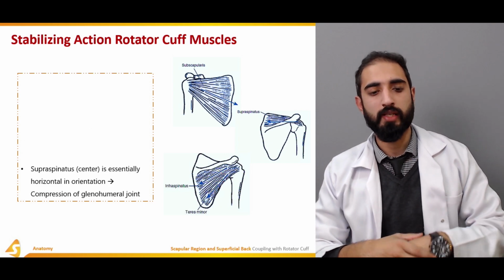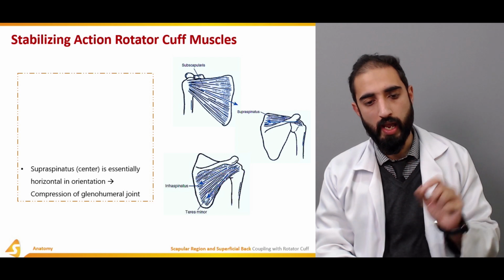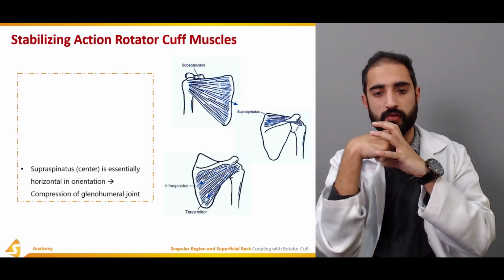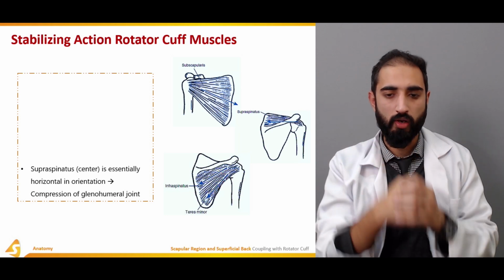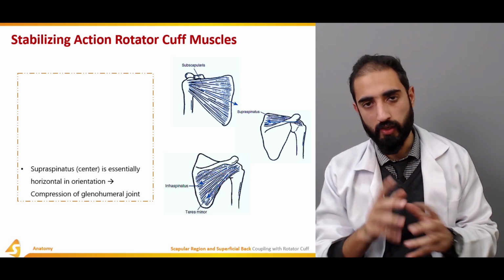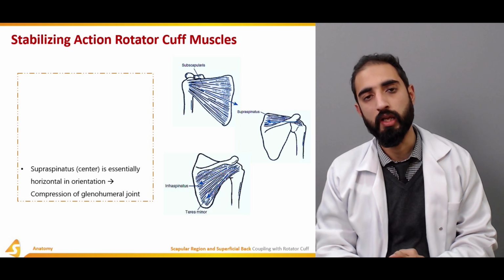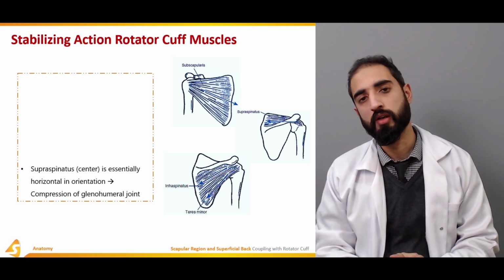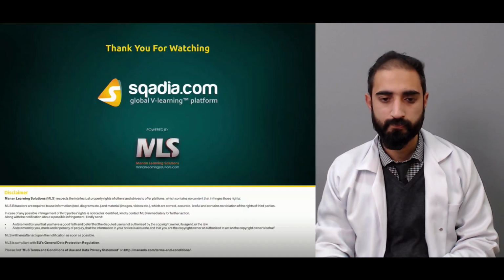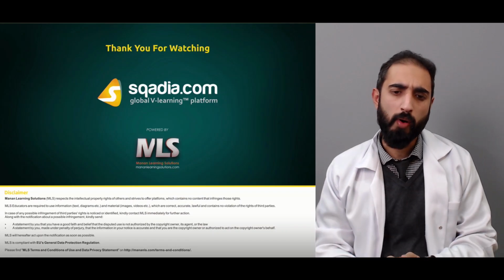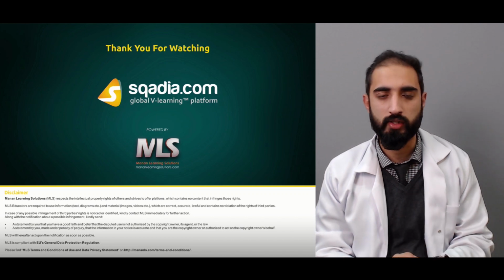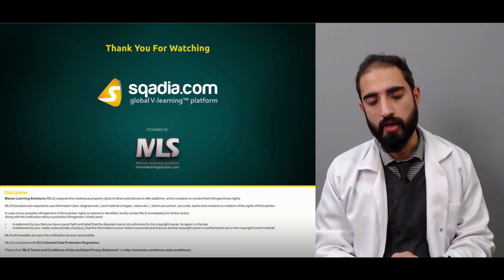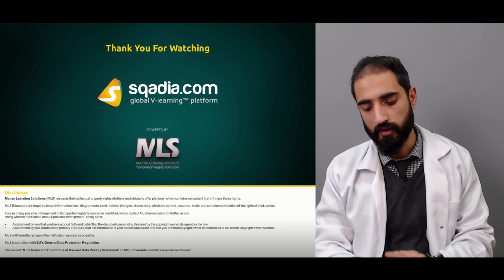Moreover, supraspinatus is essentially horizontal in orientation, and it pulls the humeral head inside the glenoid cavity at 90 degree abduction, and thus provides stability at 90 degree abduction to the glenohumeral joint. And that was all about the coupling mechanisms at the glenohumeral joint in terms of the scapula and its function and the muscles arising from it, and also the biomechanical perspective.